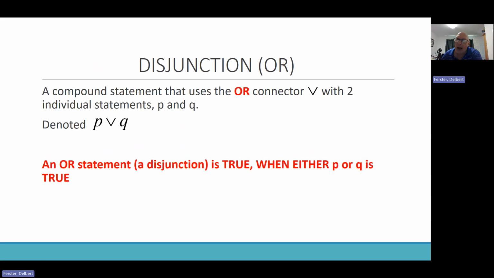All right, contrast that with a disjunction, which uses the connector "or." The symbol just looks like a V. Again, two statements are needed, P or Q, that would be read. In contrast to conjunction, a disjunction is true if one of the component statements is true, or in fact if both are true. So for a disjunction to be true, only one of the two component statements needs to be true.